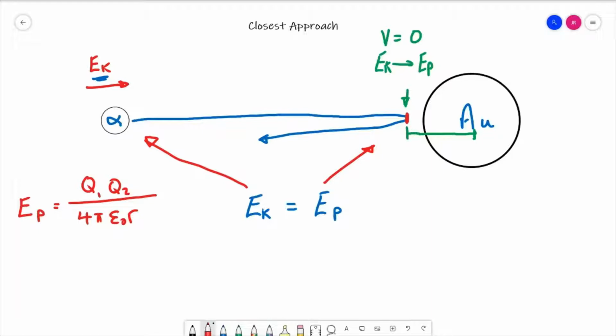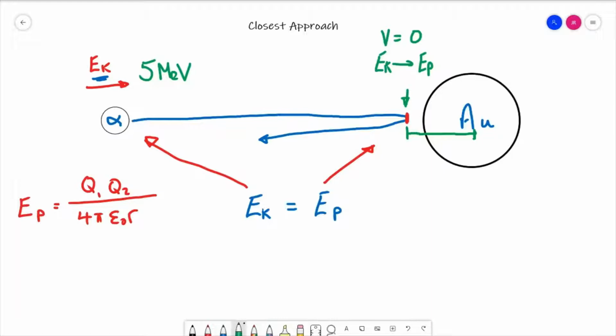So in order to have a look at some typical values then, let me just work you through an example. A typical value for the kinetic energy of an alpha particle would be somewhere around about 5 mega electron volts. So let's use 5 mega electron volts and let's work it through the equations to get an estimate at least for the radius of this gold nucleus.